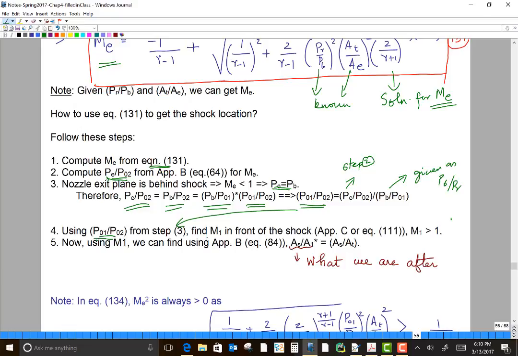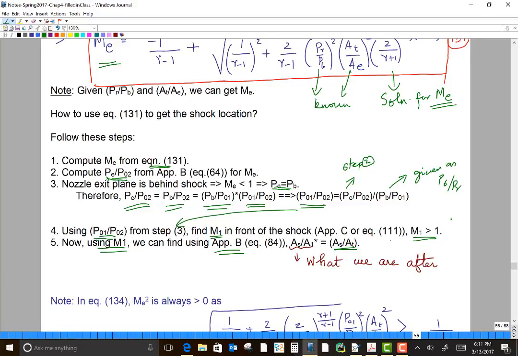So I can use my appendix C or my shock tables to compute the Mach number M1 in front of the shock. And this M1 obviously will be greater than 1. Okay, use that corresponding solution. That is the supersonic solution for M1. And once I know my M1, my M1 is the Mach number at the location in front of the shock, and that I can compute the location of this M1 by using appendix B to compute AS by A1 star, where A1 star is the reference area in front of the shock, and since the flow is choked in front of the shock, A1 star equals AT, so this is AS by AT, which is the expression that we are after. So we can find the location by knowing the Mach number in front of the shock.